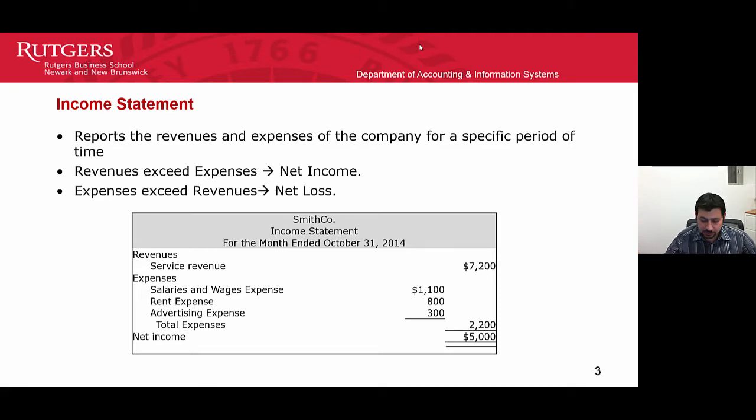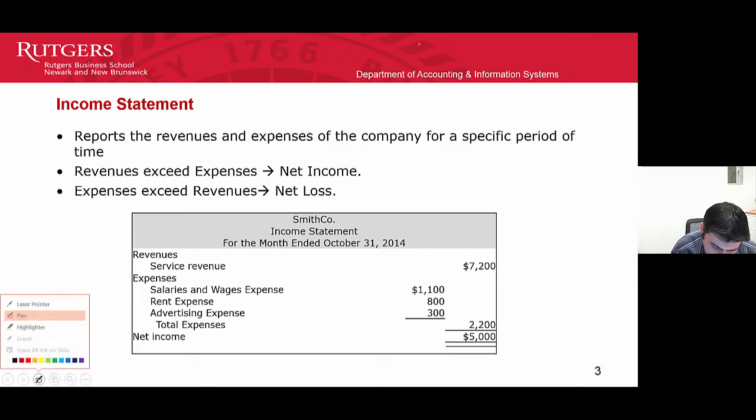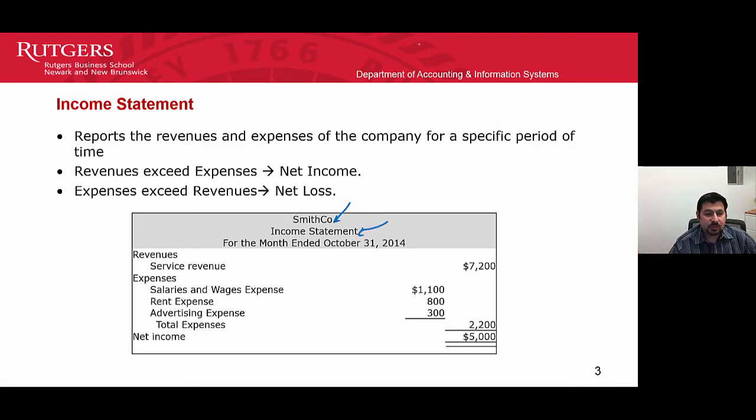Now, as you can see here, the first line is always the name of the company. The second one is the name of the statement. It's which statement we are talking about. The last one states the period of time for which this income statement was prepared. Those are the 3 lines that are at the beginning.